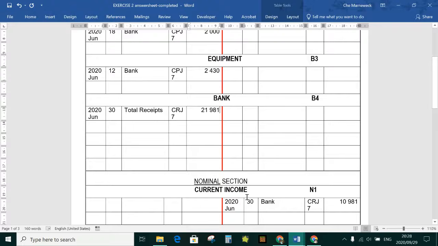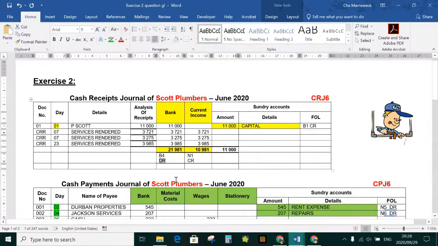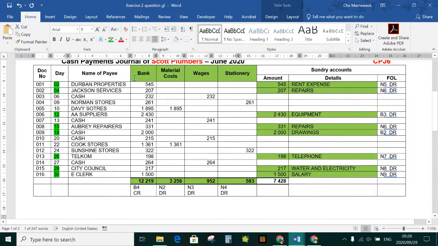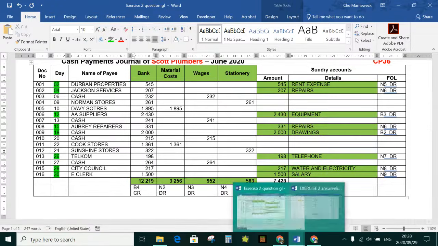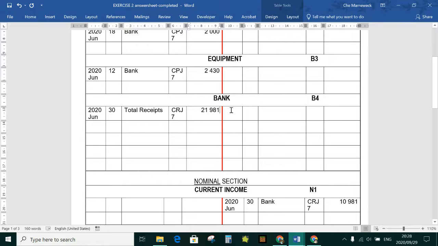21,981. We then have a look at the cash payments journal. The total of our bank column is going on the credit side. So on the credit side, 2020, June, last day of the month, 30. We can't write bank in bank, so total payments, CPJ 7. And the total value of that bank account was 12,219 Rand.